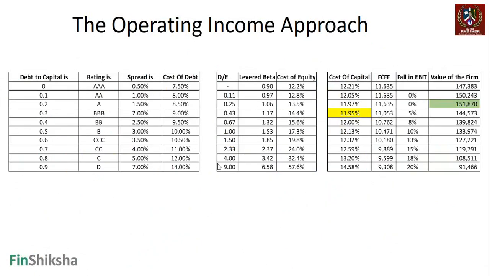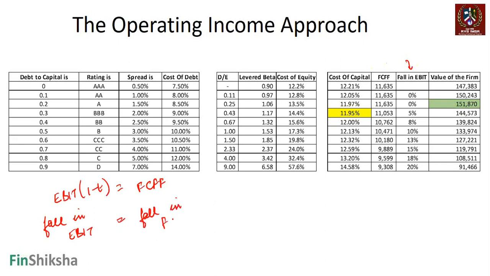We note that under our discussion, assuming that the EBIT falls, the assumption we had made was EBIT into 1 minus T is going to be the FCFF. So fall in EBIT will be the same as the fall in FCFF, because we are assuming the firm is in steady state. The value of the firm, remember, we have calculated by FCFF into 1 plus growth rate divided by R minus G. G is fixed at 4%. R is coming from the cost of capital table.